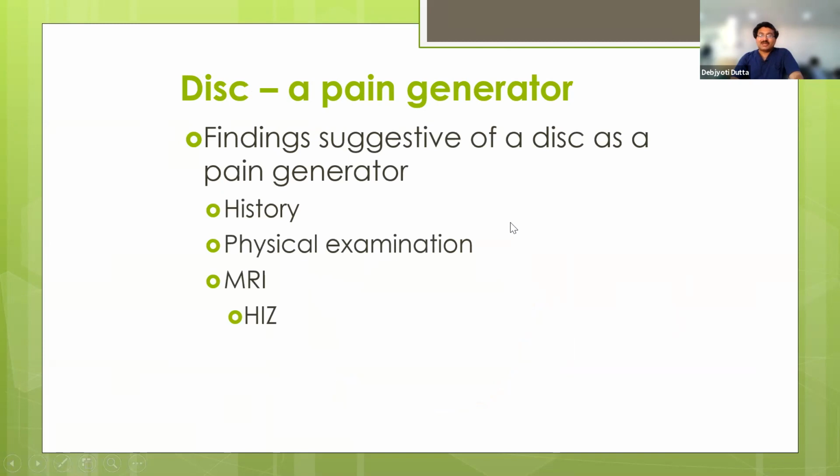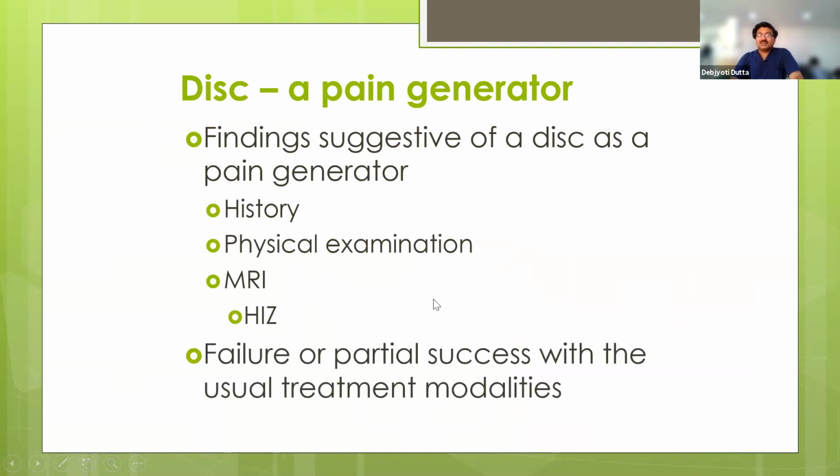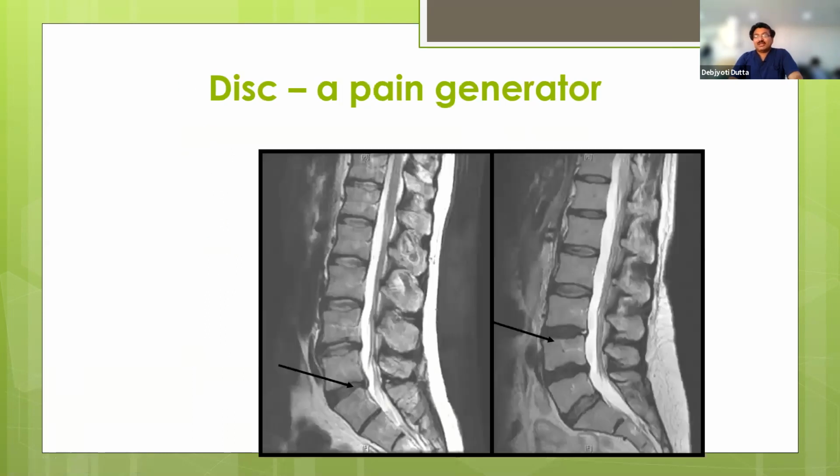can get as a pain generator are history, physical examination, and hyperintense zone in the MRI, and sometimes Modic type 1 change is also considered as a sign of disc degeneration. Okay, but again, these are objective signs. They do not prove the disc as a pain generator. And in X-ray, if there is an intradiscal gas shadow, that also suggests that this disc might be degenerative. And if there is disc height reduction, that can also suggest the disc may be degenerative.